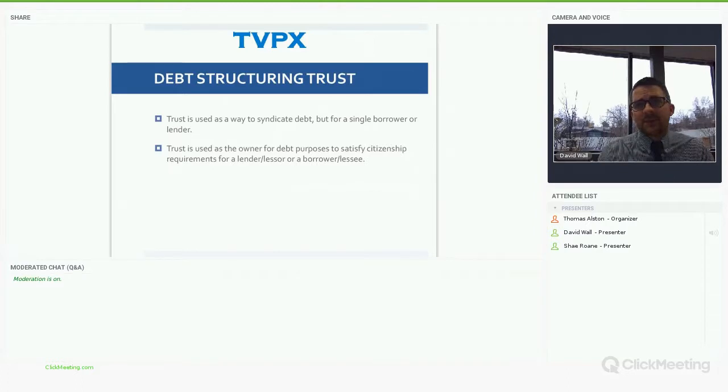The next reason for FAA trust is debt structuring. Trust can be used on commercial levels. Typically, trusts are used to syndicate debt. The trustee can be used to facilitate loan payments to various lenders based on waterfall payments, those kind of things. And also, we have seen some lenders, U.S.-based lenders, prefer trust in some scenarios, even on business aircraft.